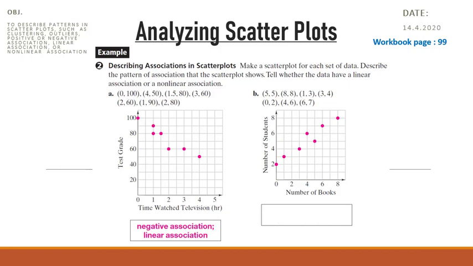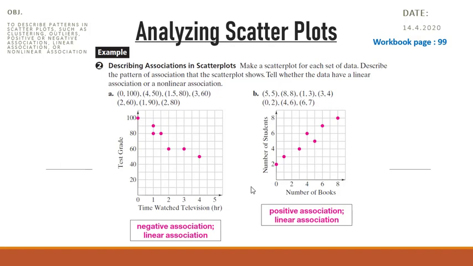In this one, it's also linear association. It's positive association and it's linear association. Okay. Maybe there's another wrong point, Abdullah, but I think you can find this easy. You can do the correct one easily. There may be another wrong guess.